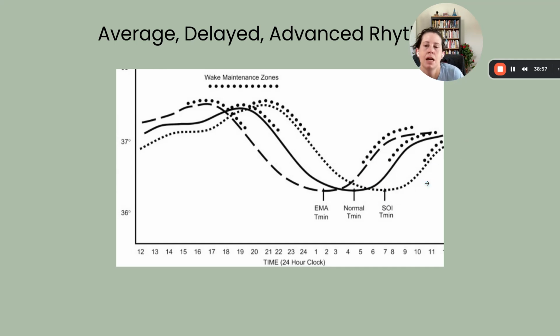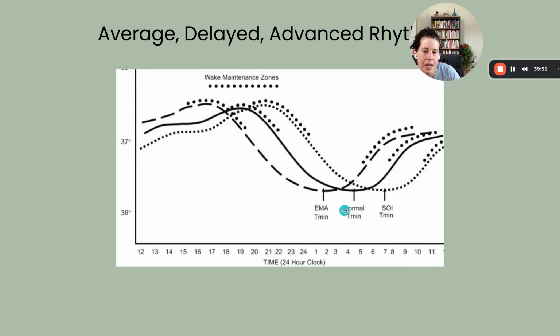It's not happening. And then the longer dash lines, this is an advanced person. Again, same thing. They've already hit their circadian dip a little bit after noon. And then here's their wake maintenance zone, way early. We're talking 3 p.m. to 7 p.m. At 7 p.m., they're dropping out of their wake maintenance zone. This is when they're going to start feeling sleepy. 7 p.m., 8 p.m.